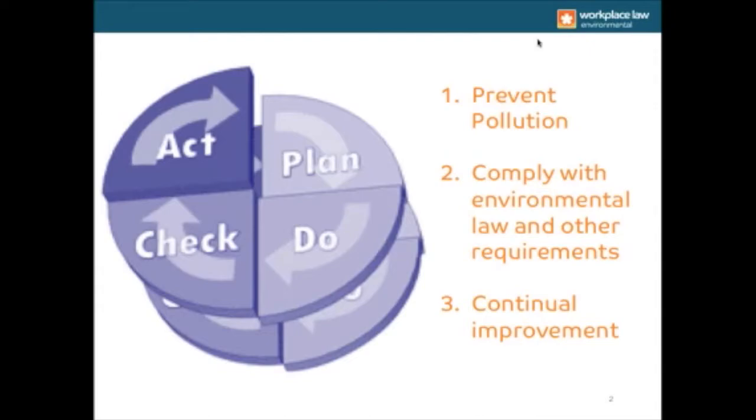cycle again. Any environmental management system traditionally will have three elements: to prevent pollution, to comply with the law and perhaps other requirements if they apply in particular sectors, and thirdly, continual improvement. Now, it's this requirement for continual improvement which makes environmental management systems quite powerful. And this principle can be used to drive a wide range of initiatives, including social as well as environmental gains. And it can be used as a very useful and powerful strategic tool.